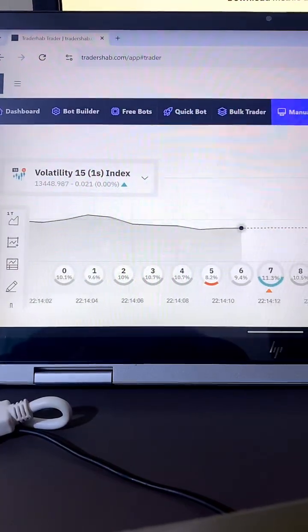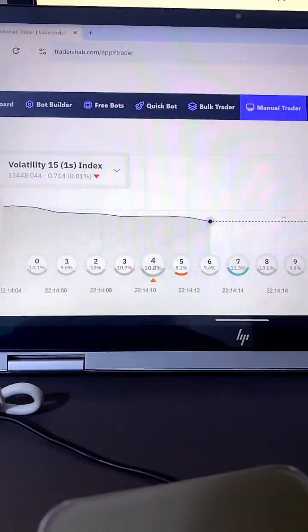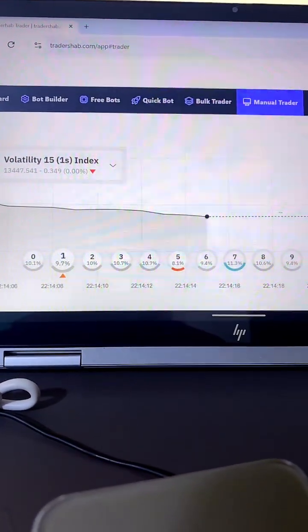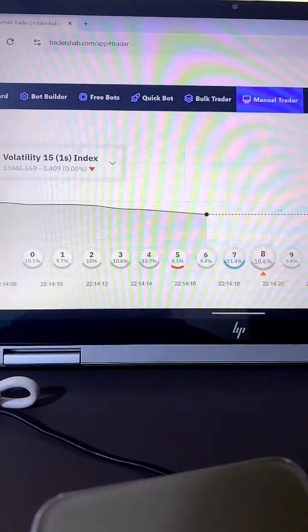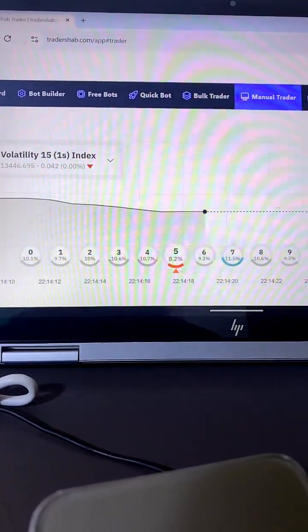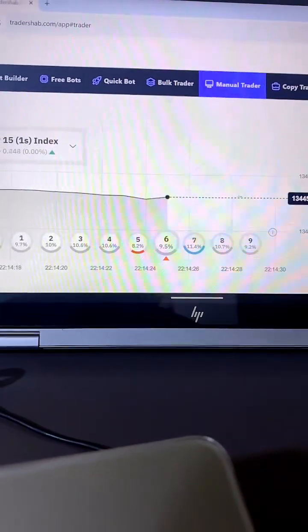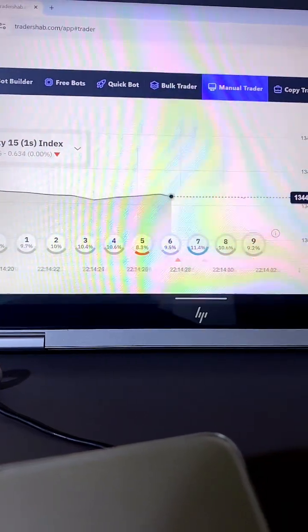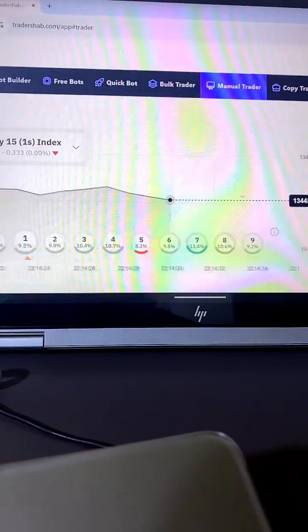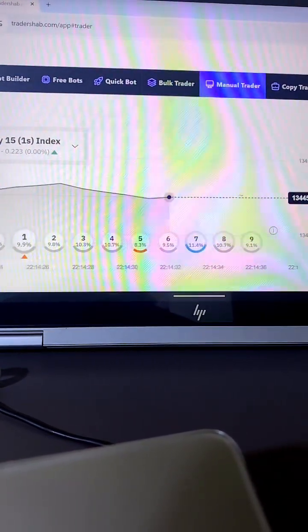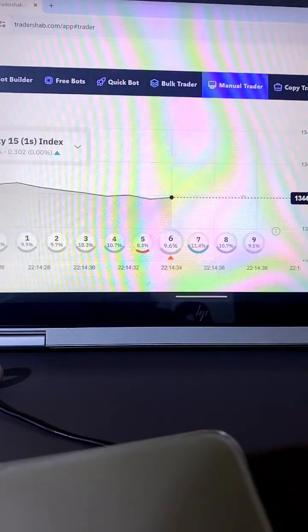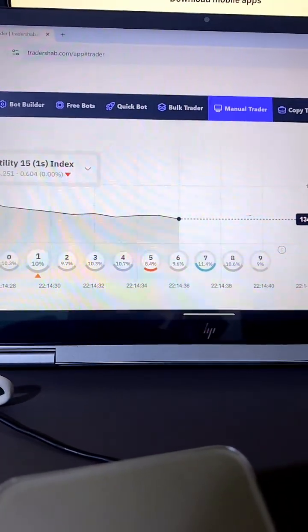15-1S has a code of the smallest is 5 with 8.1. The second to the smallest, which is the closest to the smallest, is 9, which is still on our winning side because 9 has 9.2. We have 7 with 11.4, which is closest to 11.4. We have 4, which is 10.8. Now that is a good market for us to trade, volatility 15-1S.